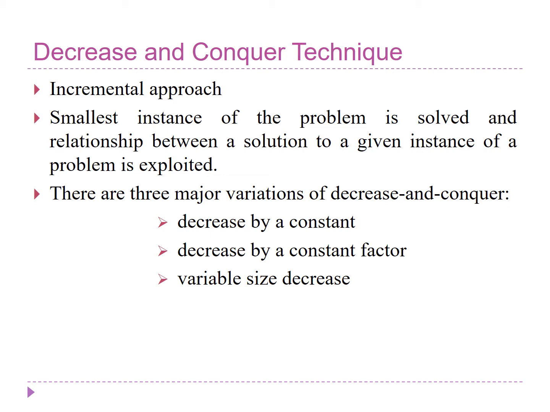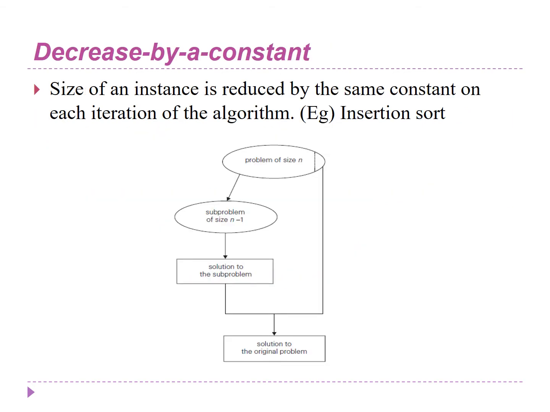There are three major variations of decrease and conquer technique. They are the decrease by a constant, decrease by a constant factor, and the variable size decrease technique. Decrease by a constant technique. In this, the size of an instance is reduced by the same constant on each iteration of the algorithm.